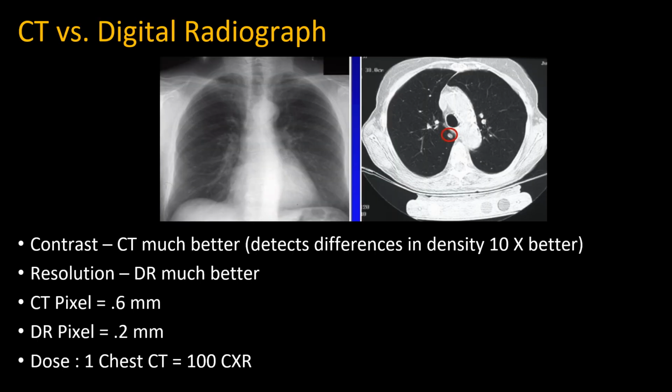Okay, so this section in my experience is high yield material for boards questions. One way they seem to like to ask questions is by comparing different modalities or asking how changing one aspect of a scan will affect another. So comparing CT to digital radiograph, CT has better contrast, worse resolution, larger pixels, and larger dose. Conversely, radiographs have worse contrast, better resolution, smaller pixels, and lower dose.